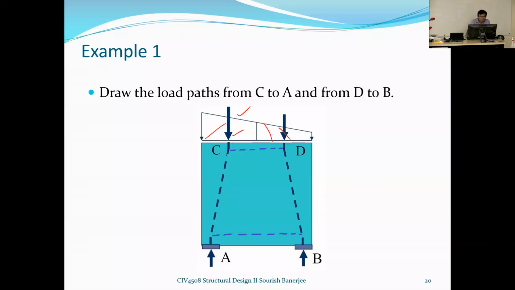Once you have this, we have joined, you can see, C and A, and D and B. That means you have directly connected those 2 points, the points of application of the loads, to the support, and then we get these load paths.